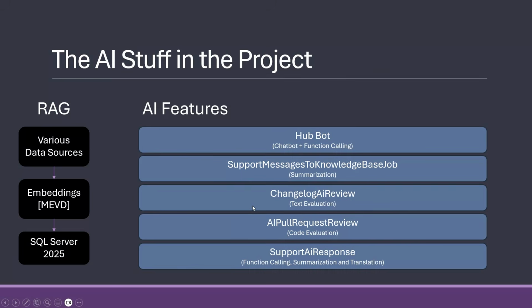The AI stuff that is in there is some RAG. So we are not going to touch that with various sources to embed stuff, knowledge bases, support, and such things. And the AI features is there's a chatbot in there with some function calling. There is some summarization of support messages that turn them into knowledge bases. There's a changelog AI review system where text can be checked for if it fits well in a version history. There's some pull request review hooking up into Microsoft GitHub.